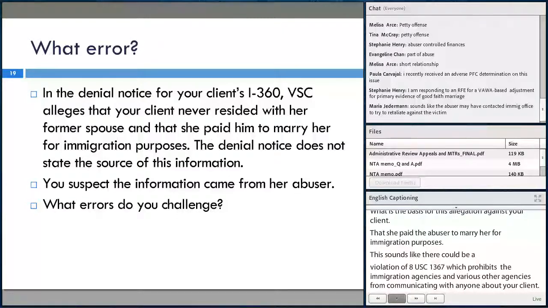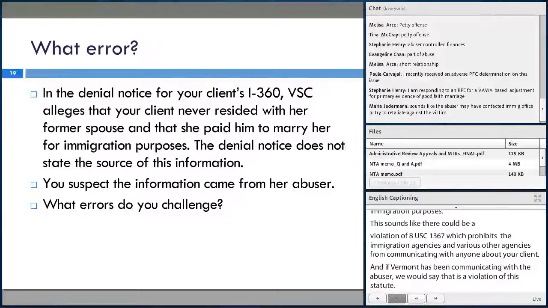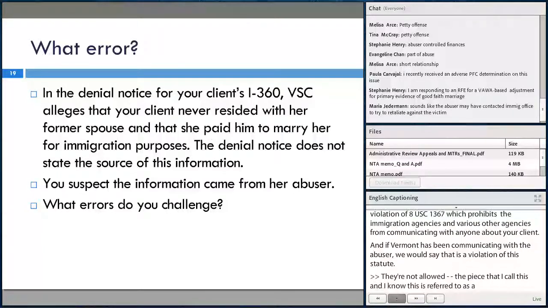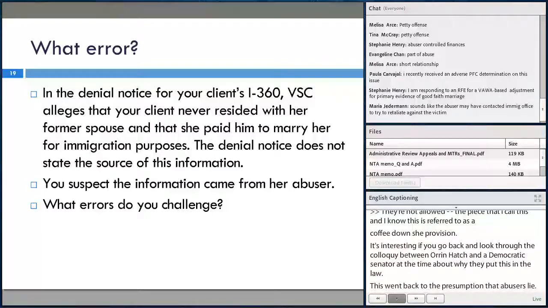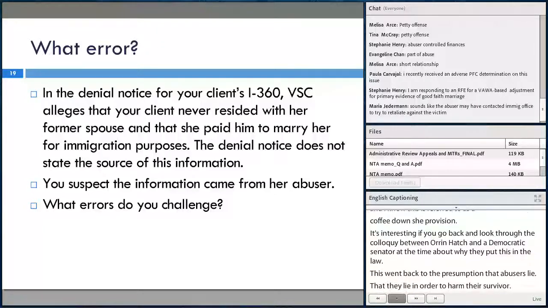I know people often refer to this as a confidentiality provision. The piece that I think is really helpful here is what I call the evidentiary presumption provision. It's interesting, if you go back and look, there's a colloquy between Orrin Hatch and a Democratic senator at the time about why they were putting this in the law originally. And this again went back to the presumption that abusers lie, that they lie in order to harm their survivors. So this is essentially a statutory presumption against evidence that comes from abusers and people associated with the abusers.